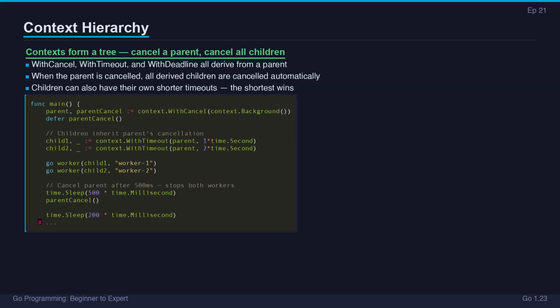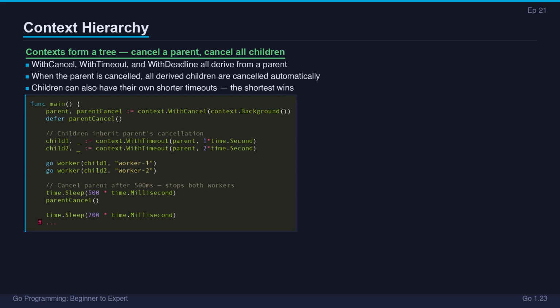Contexts form a tree. Every With call creates a child of the passed-in parent. When you cancel a parent, every child in the tree is canceled simultaneously, no matter how deep. This is the feature that makes context powerful for production systems.